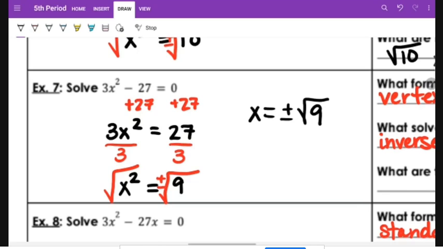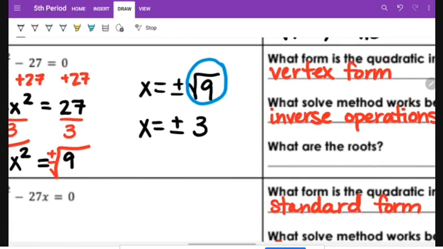So we get x equals plus or minus the square root of 9. Can this be simplified? Yeah. What's the square root of 9? Okay, so this whole part right here just becomes 3. So we get x equals plus or minus 3. So our two answers are positive 3 and negative 3. Easy enough.